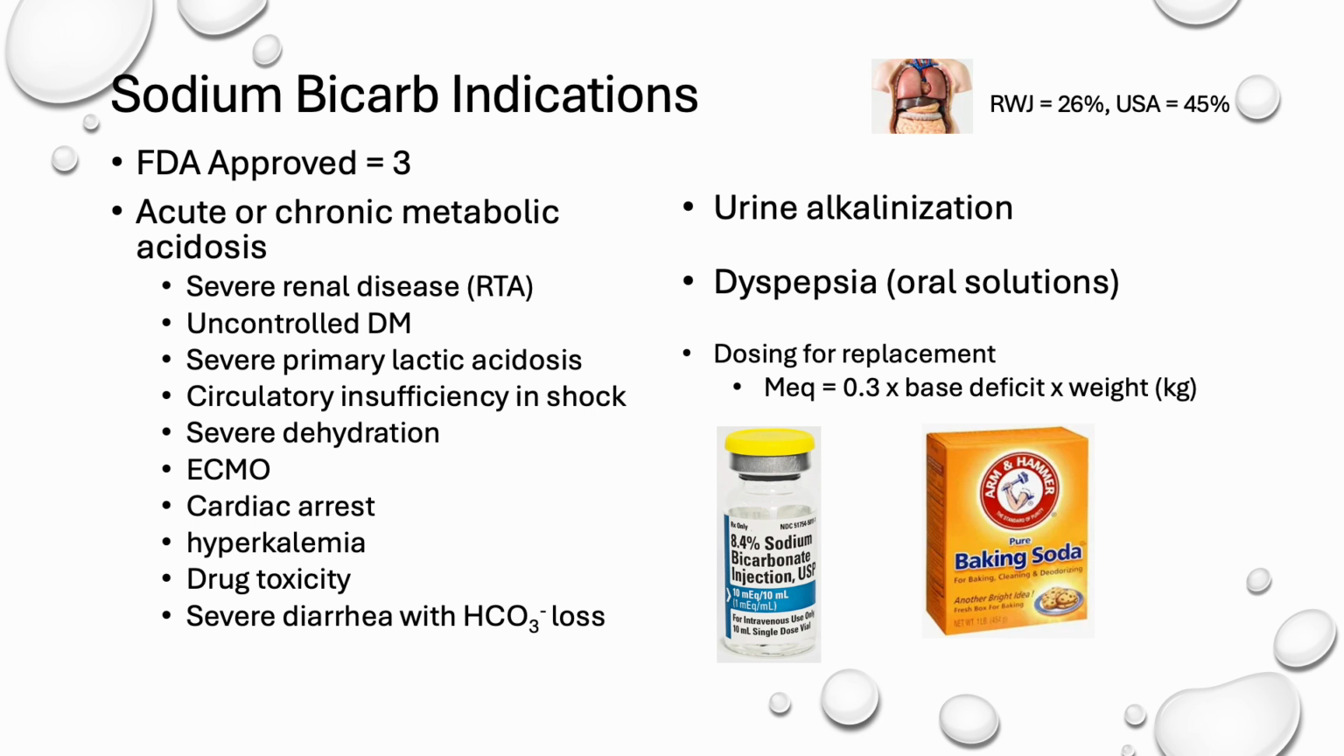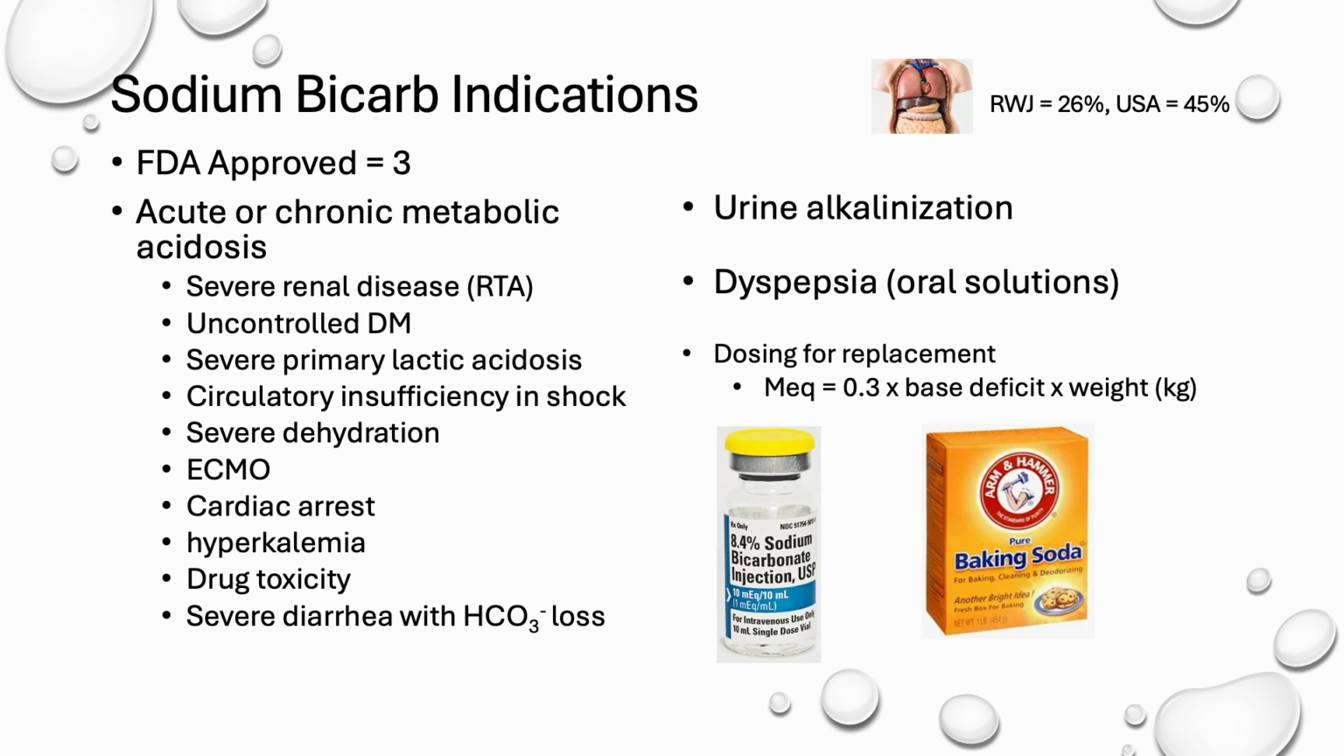So if we look at the acute and chronic metabolic acidosis list, we have a wide range of different disease states that result in acidosis. So anything from bicarb loss through the kidneys and renal tubular acidosis, uncontrolled diabetes, primary lactic acidosis, severe dehydration, cardiac arrest, hyperkalemia, or significant diarrhea with bicarb losses, sometimes sodium bicarb may have some benefit here.